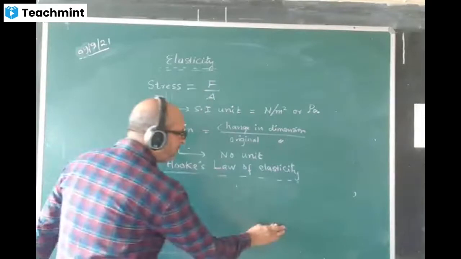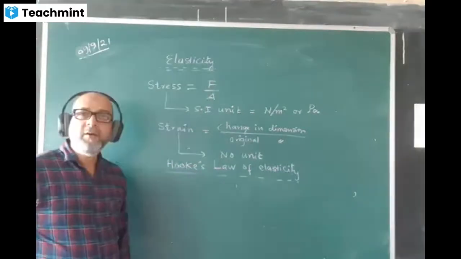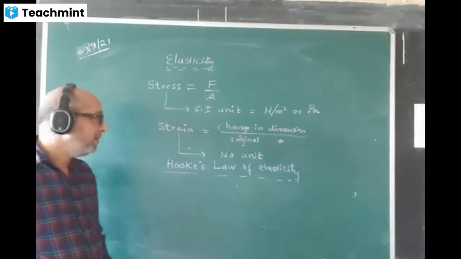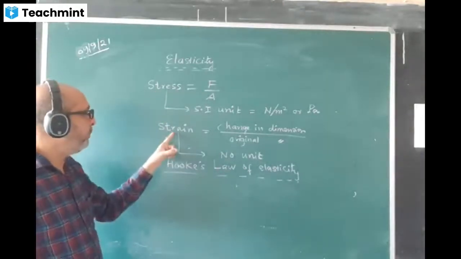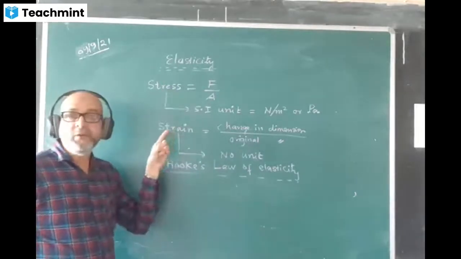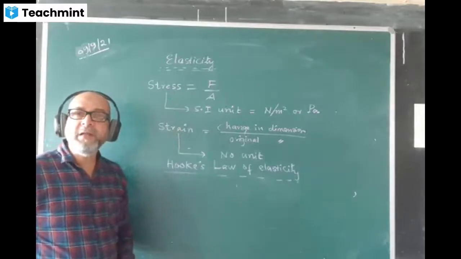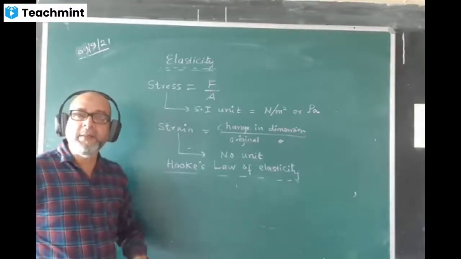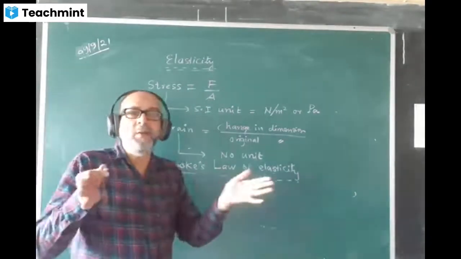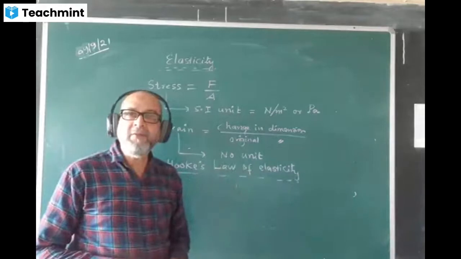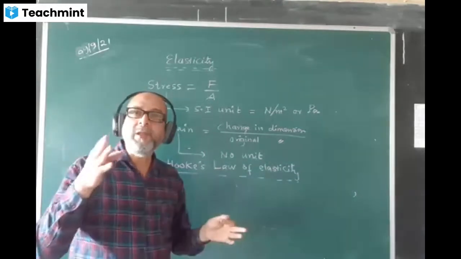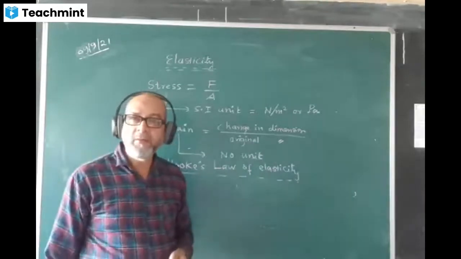Hooke's law states that the stress is directly proportional to strain within the elastic limit of the body. What is the meaning of elastic limit? There is a limit up to which the body will show the property of elasticity. Beyond that limit, the body will become plastic, will never come back, will not return.